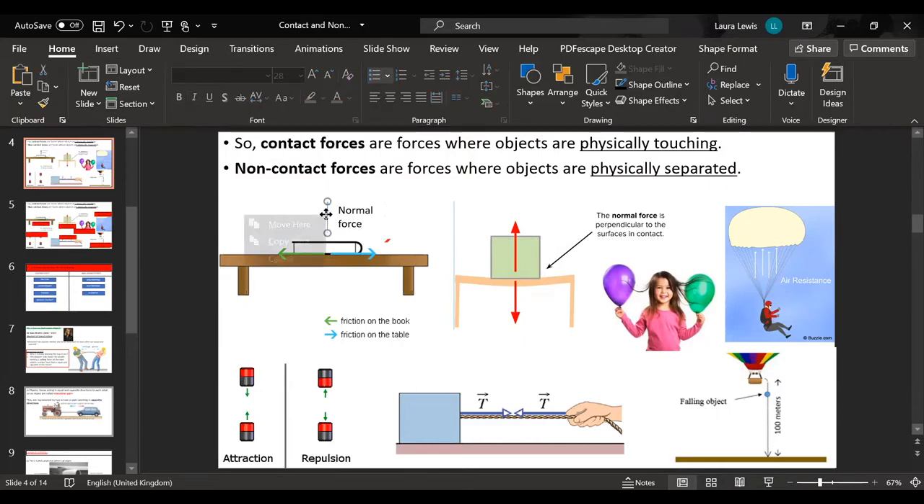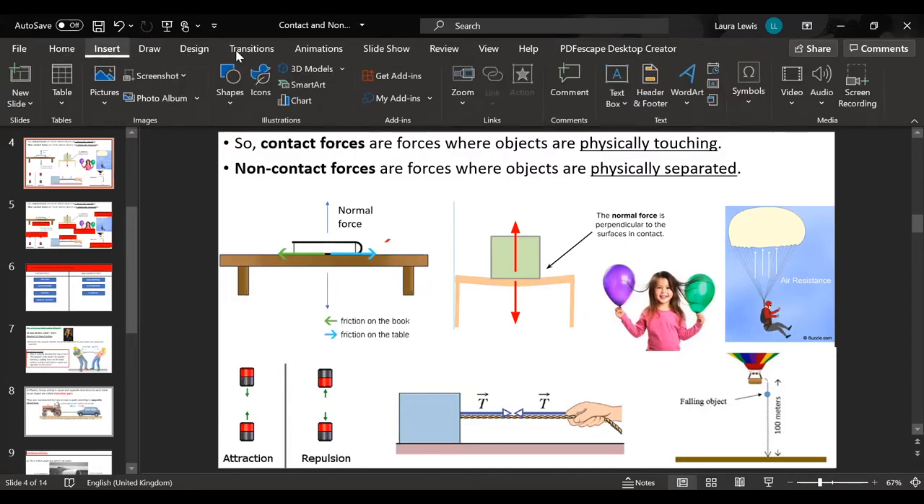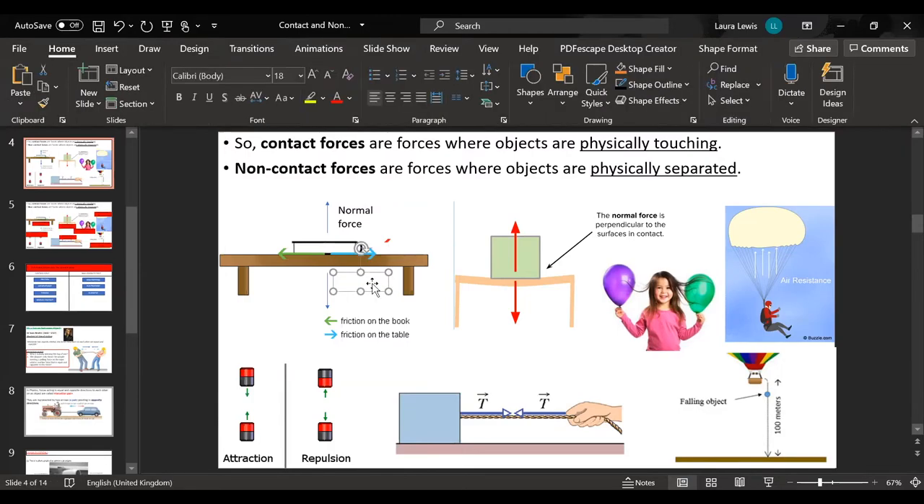Let's copy this so you get the same size arrow. So you put it here, but obviously we change its direction. It's the same size, though I made it a little bit longer there accidentally. And that's its weight, the force due to gravity.